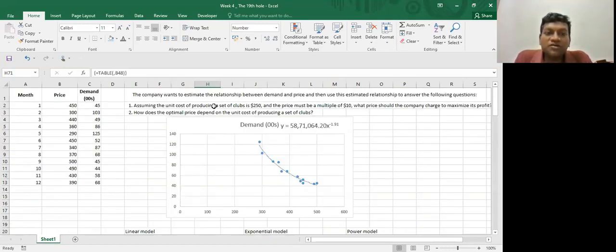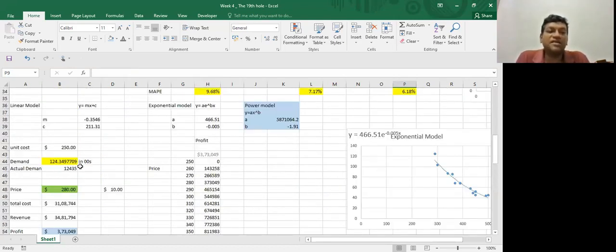Assuming unit cost for producing 250 clubs, price must be a multiple of 10. What price should the company set? How does the optimal price depend on the unit cost? Which is what I just tried. If you change this again, the whole model adjusts, and if there is a change in input cost, this model will reflect it. I hope it's okay.